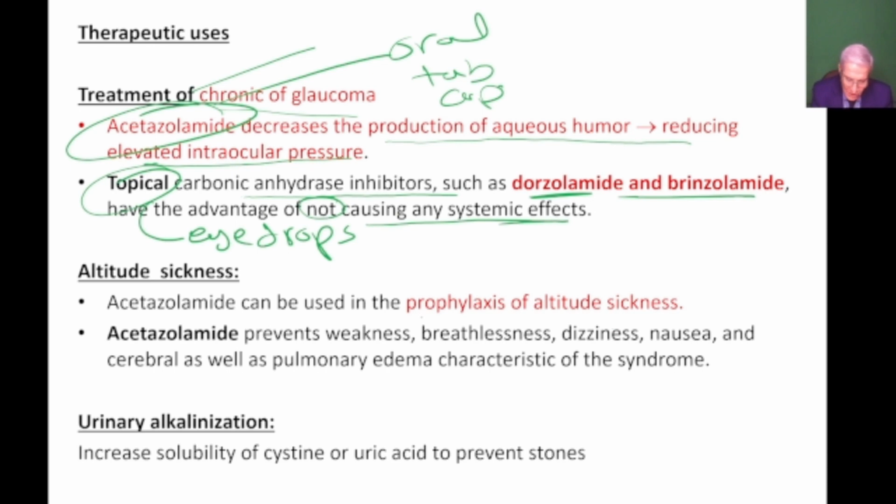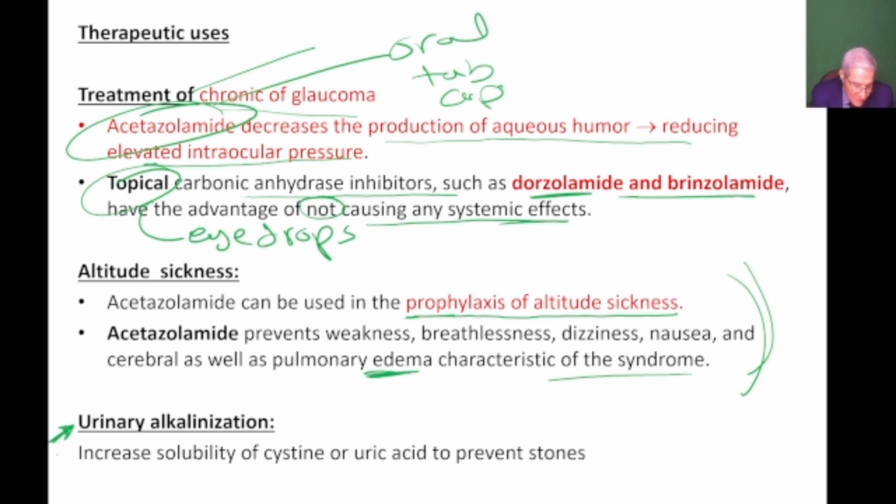Okay, altitude sickness. This medication is used for prophylaxis of altitude sickness. Acetazolamide prevents weakness, breathlessness, dizziness, nausea, and cerebral edema, as well as pulmonary edema. For this reason, we prescribe it for people who climb mountains to prevent cerebral and pulmonary edema. Okay, I like what we have here at the end, urinary alkalization.